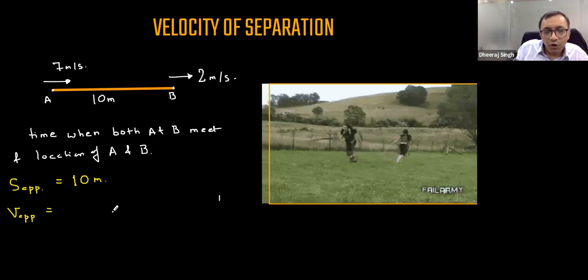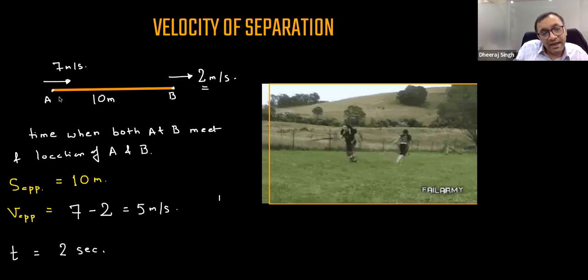7 minus 2, all of you agree? With 7, A is trying to go close to B, but B is trying to go away with 2. So actually 7 minus 2, which is 5 meters per second. So the time is distance divided by speed, which is 2 seconds. Many of us get the answer in this case.